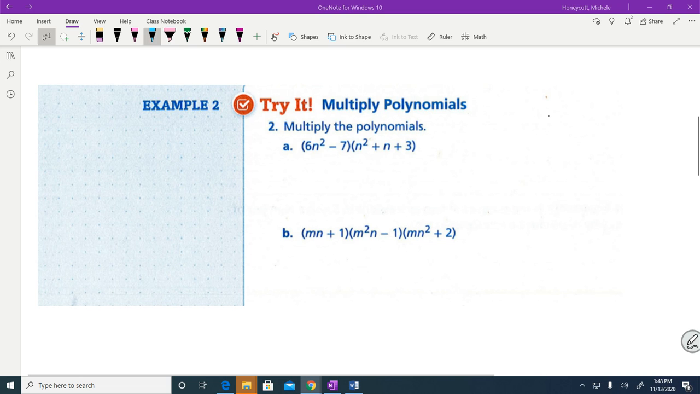Whenever you're asked to multiply polynomials, it's going to feel like you have done this before. Maybe it looks a little more complicated as we go, but the way that you multiply is you're going to distribute and combine like terms.